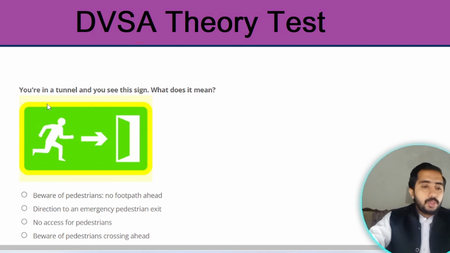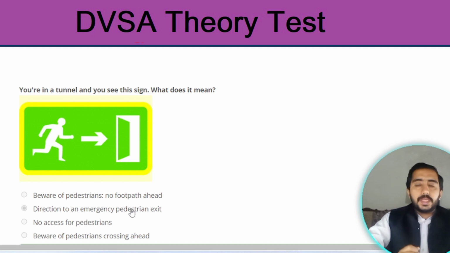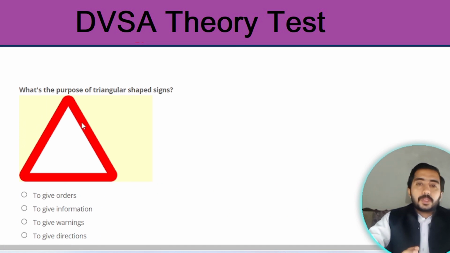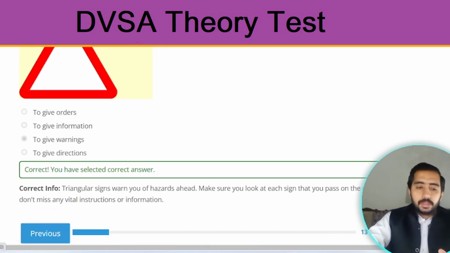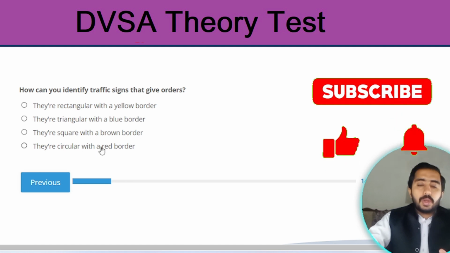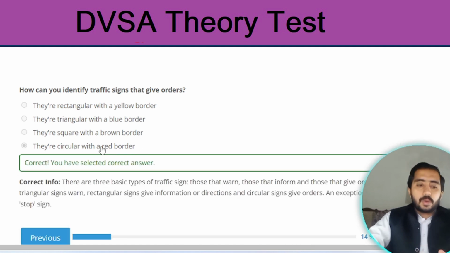Next, you are in a tunnel and you see this sign. What does it mean? This sign represents direction to an emergency pedestrian exit. Option B is the correct option. Next question. What is the purpose of triangle shaped signs? This triangle shaped sign is to give warnings. It is used for warning purposes. Next one. How can you identify traffic signs that give orders? You identify them as circular with a red border. Option D is the correct option.